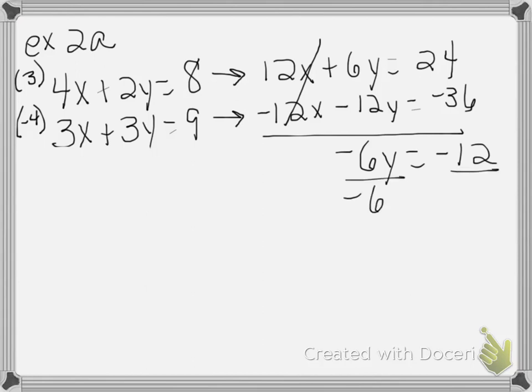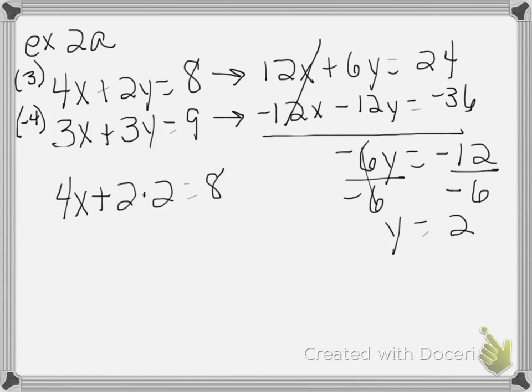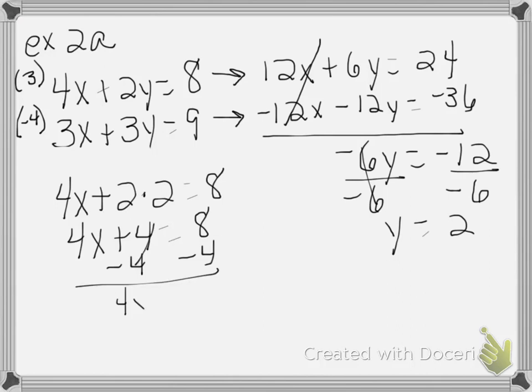Divide both sides by negative 6, and you get y is equal to positive 2. So now I'm going to plug in y equals positive 2 in one of the original equations. Again, it does not matter which one, you will get the same answer. I'm going to plug it in the first one. Subtract 4. So that's 4x is equal to 4. Divide by 4, and I get x is equal to 1. So my answer is 1, 2.